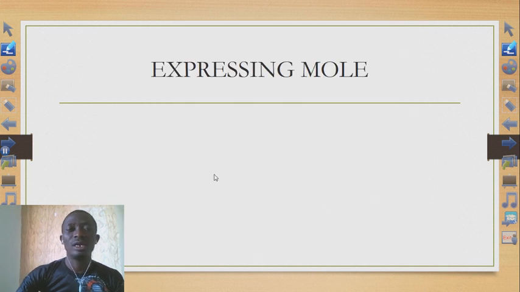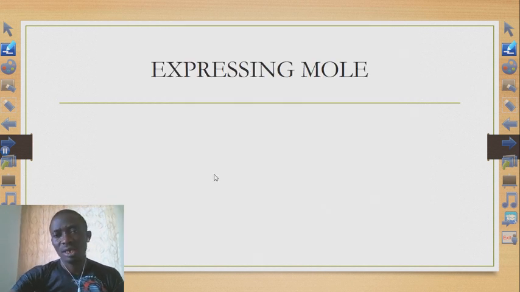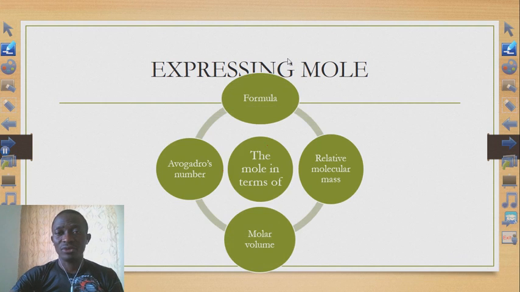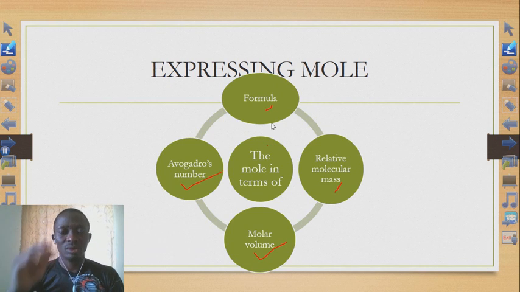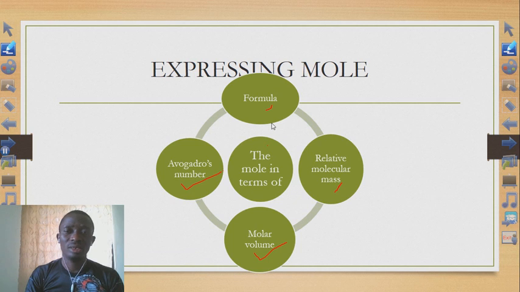Now, let's look at how we can express moles. Moles are expressed in 4 ways. We can express mole in terms of the formula. We can express mole in terms of relative molecular mass. We can express mole in terms of molar volume, that's talking about gases. And we can as well express our mole in terms of Avogadro's number. So we'll be picking this one after the other. I would like each and every one of us to get a pen and paper and start to put something down. Now let's take a look at the first one.